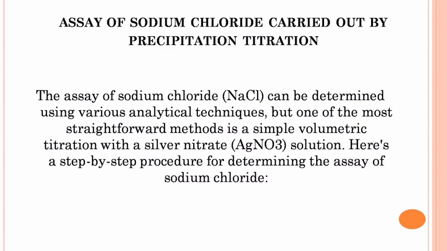The assay of sodium chloride, NaCl, can be determined using various analytical techniques, but one of the most straightforward methods is a simple volumetric titration with a silver nitrate, AgNO3, solution. Here's a step-by-step procedure for determining the assay of sodium chloride.